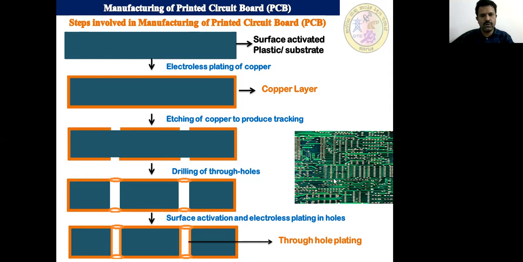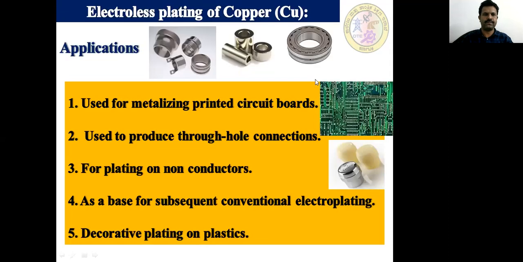Now the circuit is closed. That is, the bottom layer components are also connected with the top layer components, so that more and more components can be loaded on a single sheet of polymer. So in this way, you can use this electroless plating of copper process for manufacturing of printed circuit boards.